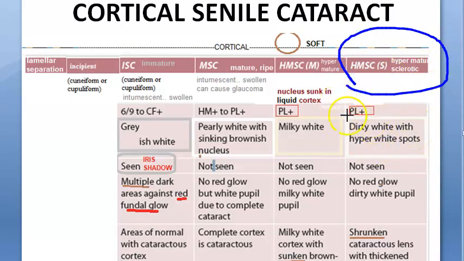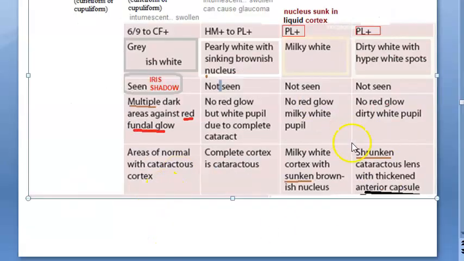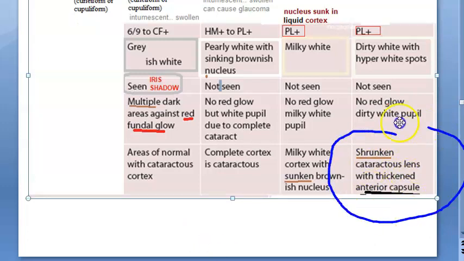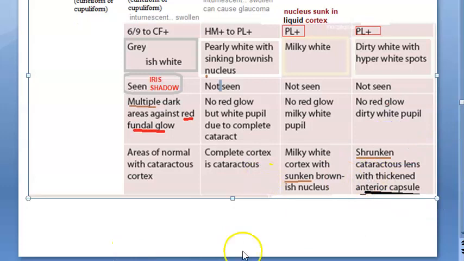In this, what happens? Again, here PL positive. This person can just perceive light, whether light is there or not. Here it is dirty white. Here, remember, the lens is shrunken, guys. Remember this. The lens is shrunken. So it is shrinking. That means it's losing water. Shrunken lens. Thickened anterior capsule. This much you can remember. The lens has become small. Okay. Sclerotic. Shrunken. Sunken, what did you see here?